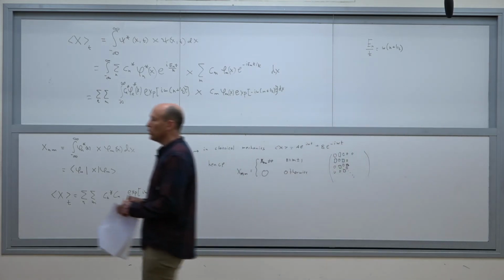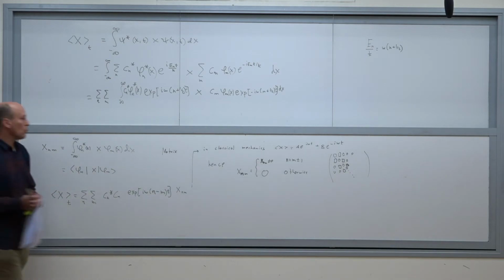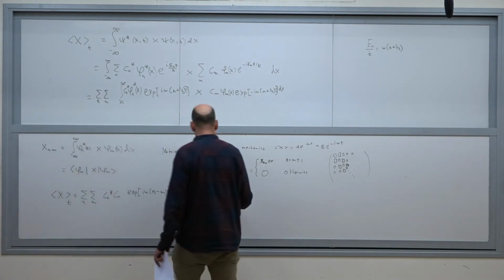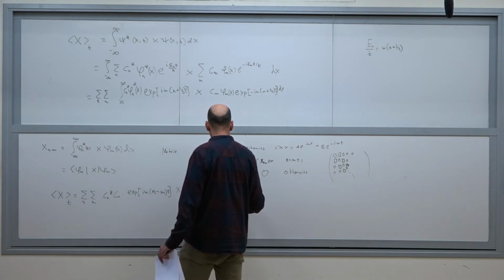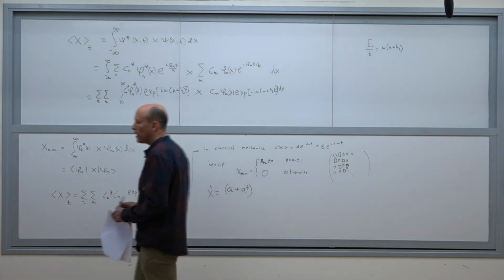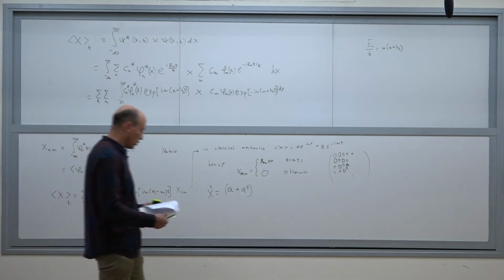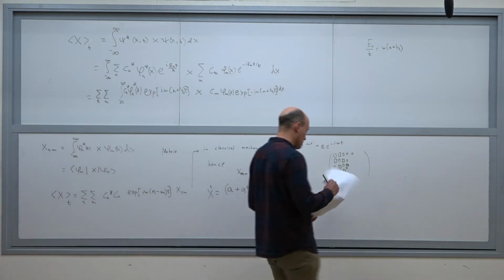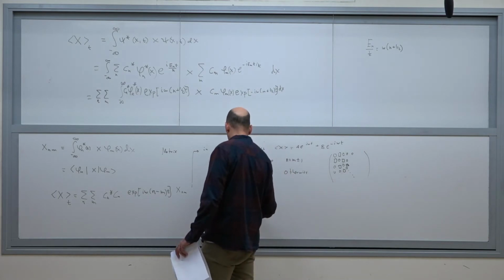This is also what we got in the previous lesson. Why? Because what is x? What is this operator x? X is equal to the sum of A and A dagger, remember, divided by a constant which gives you the right units, square root of 2 m omega over h bar.